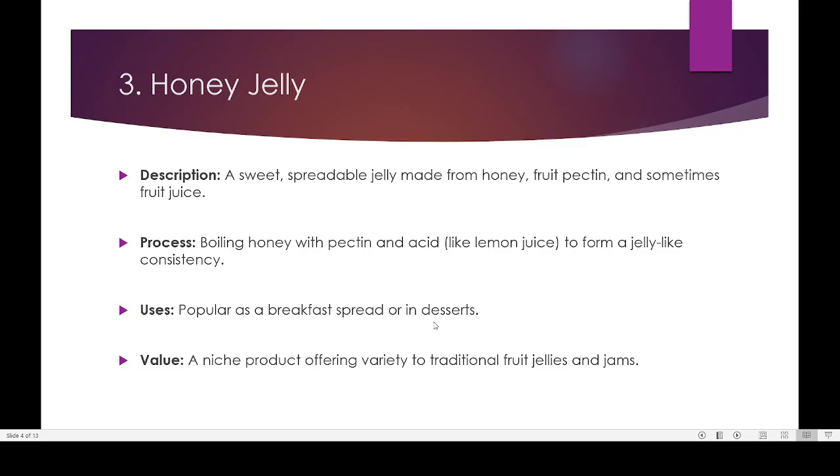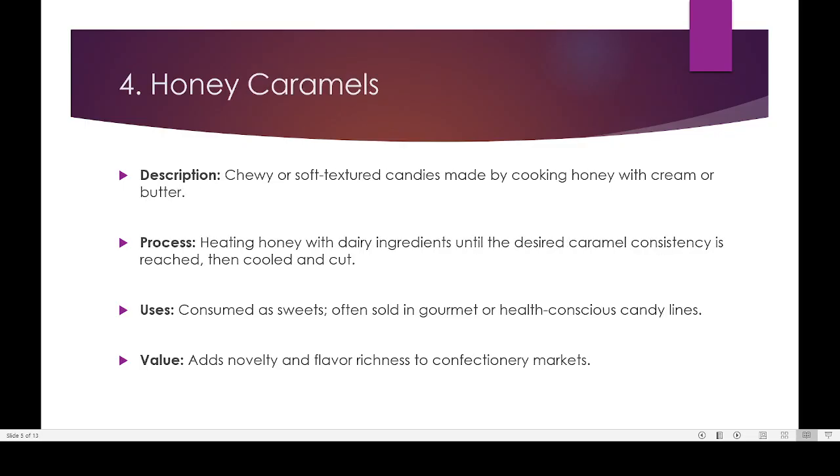So that is mainly honey jelly. It's a breakfast spread or used in desserts. It is prepared by boiling honey with pectin and acid to form a jelly-like consistency. So if you add some pectin, especially fruit pectin, with some lemon juice, the loose watery nature will be gone, and it will become thicker. That is known as honey jelly. It is mainly used as a breakfast spread. The next one is honey caramel.